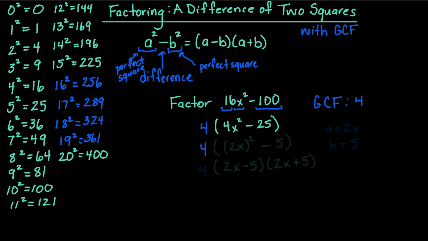Now I need to see what this looks like. 4 is the square of 2, and x squared is the square of x. So 4x squared is equivalently written as the quantity 2x squared, minus 25, which is the perfect square of 5. So now A is 2x and B is 5. So my expression factors into 2x minus 5 times 2x plus 5.